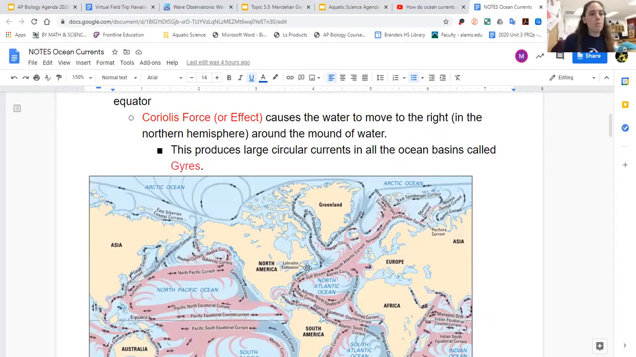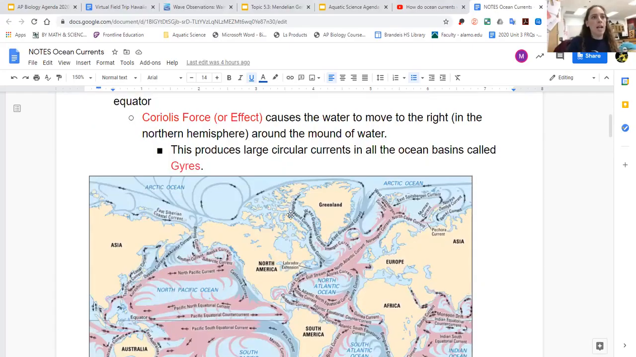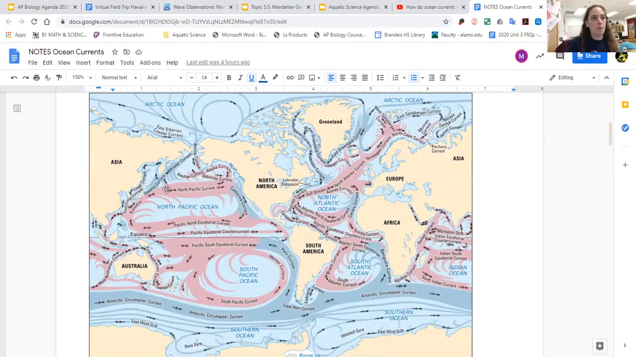In the northern hemisphere, currents generally move in a clockwise pattern. In the southern hemisphere, they generally move in a counterclockwise pattern. And these create gyres, these large circular currents. So we have a North Pacific gyre, a South Pacific gyre, North Atlantic, South Atlantic, and then an Indian gyre. We'll talk about gyres again when we get to talking more about how currents move pollution around, and that'll be later in this unit.